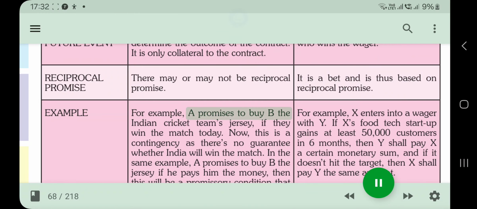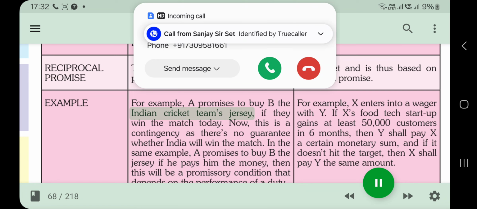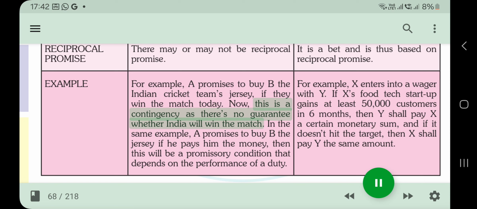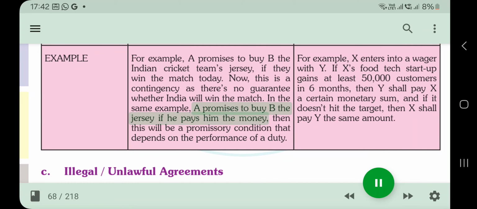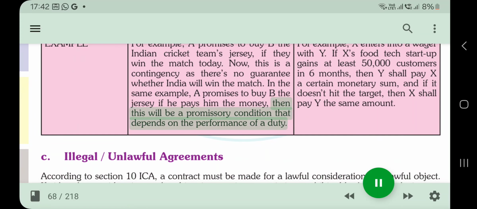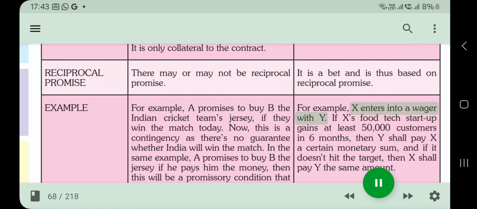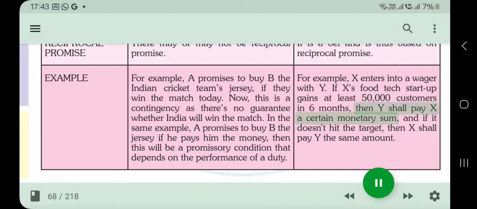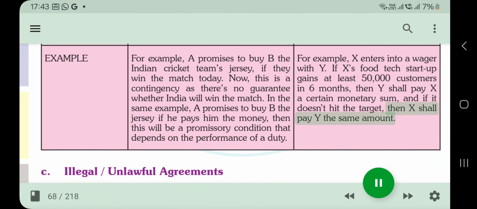Example: for example, A promises to buy B the Indian cricket team's jersey if they win the match today. Now, no one can guarantee whether India will win the match. In the same example, if A promises to buy B the jersey if he pays him the money, then this will be a promissory condition that depends on the performance of a duty. For example, X enters into a wager with Y. If X's food tech startup gains at least 50,000 customers in 6 months, then Y shall pay X a certain monetary sum, and if it doesn't hit the target, then X shall pay Y the same amount.